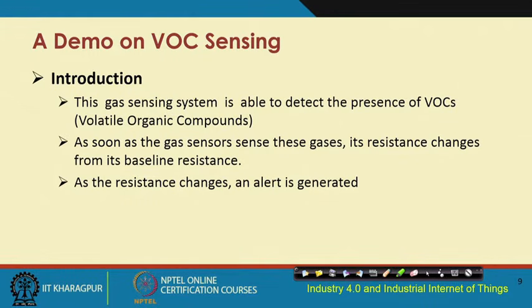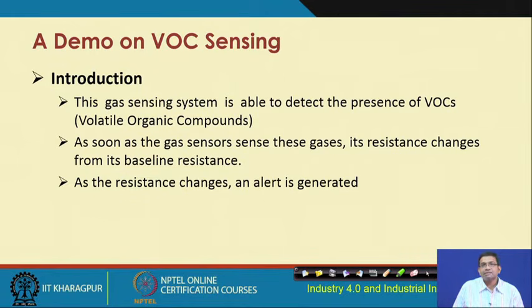So, I am going to show you the demo of one of these sensors, which is a gas sensor that is able to detect the presence of volatile organic compounds. As soon as the gas sensor senses these gases, their resistive properties change with respect to the baseline resistance. That means, the resistance value when these gas sensors are not exposed to the target gas. So, as the resistance changes, alerts are generated if a certain threshold is crossed.